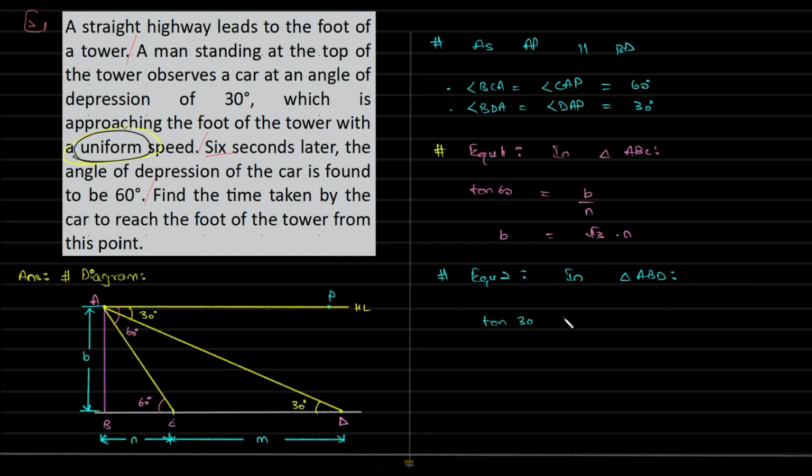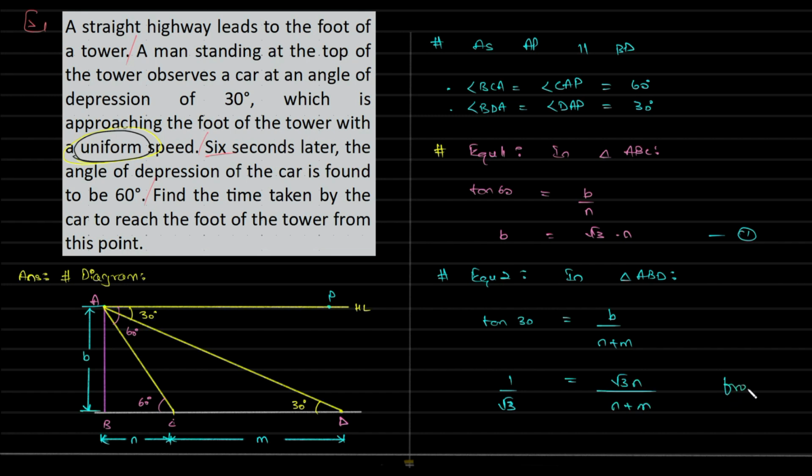tan 30 is equal to opposite by adjacent. So this is 1 by root 3, equal to B divided by N plus M. Okay, in place of B, I'm going to substitute equation 1, that is root 3 into N, divided by N plus M. Okay, let me not confuse you guys. That'll be too much writing.